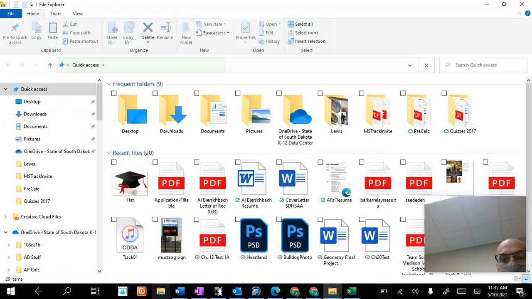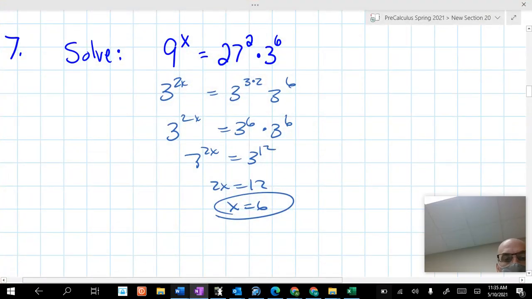I think I did it right. Because 27 is 3 cubed. And then a power to a power, you multiply.